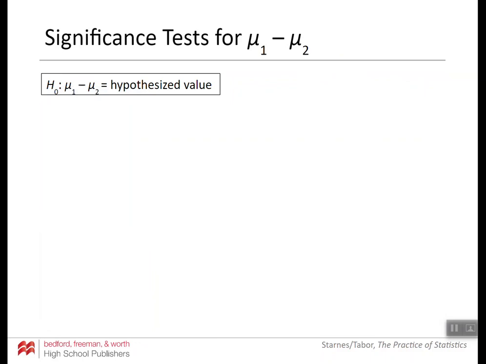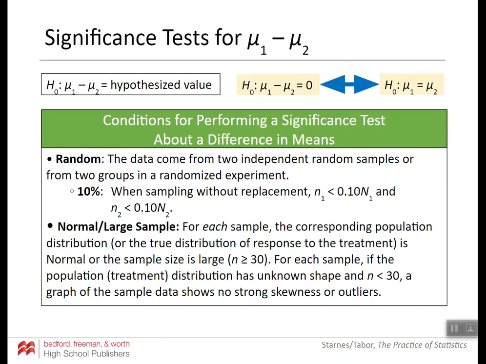Now, going on to significance tests. The most common null hypothesis is mu1 minus mu2 equals 0, which is the same thing as saying that the two means are equal. But you could have any value instead of 0. The conditions for a significance test are the same as they were for the confidence interval: random, 10%, and normal or large sample.